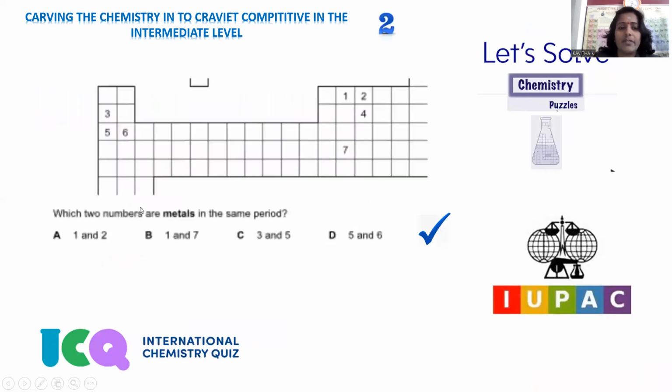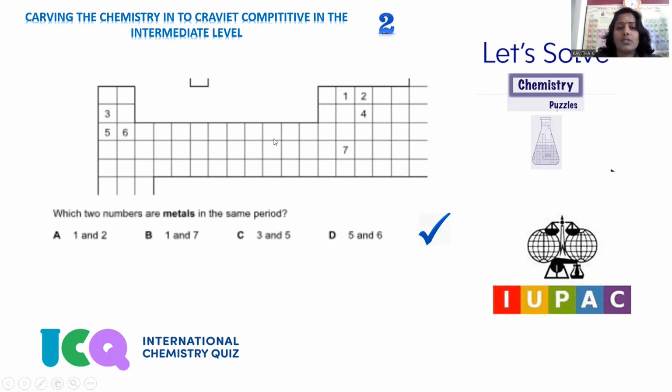This is the question given from the periodic table. In this periodic table, some numerals are provided in a blank periodic table. Here 3, 5, 6, 1, 2, 4, 7. And the question is, which 2 numbers are metals in the same period? Periods are the horizontal lines. Main groups are the vertical columns, right?